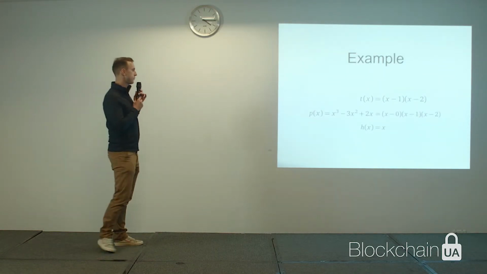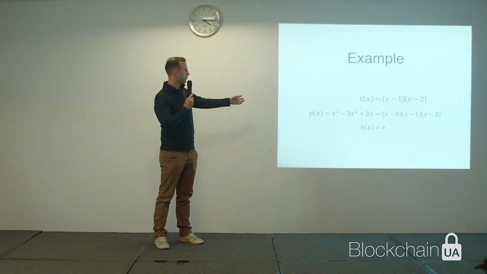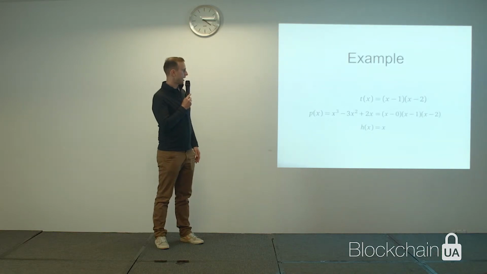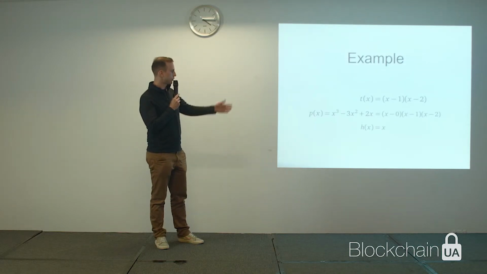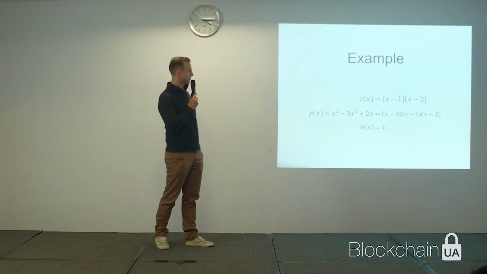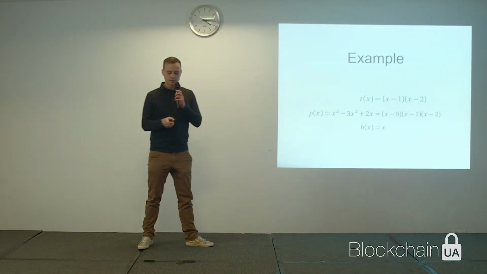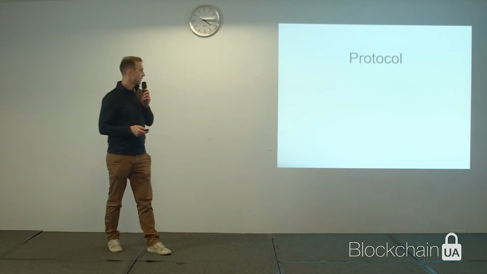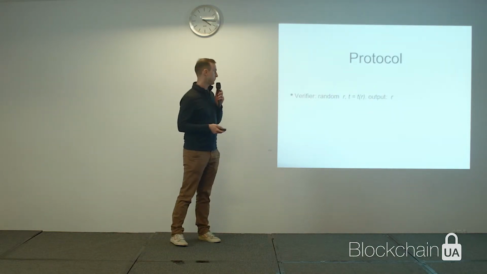So for example, in this case, I have polynomial p(x), and it can be factored in the parentheses form. And basically, it's already visible that my polynomial has those solutions. So how do I prove to the verifier that I really have those solutions in my polynomial?